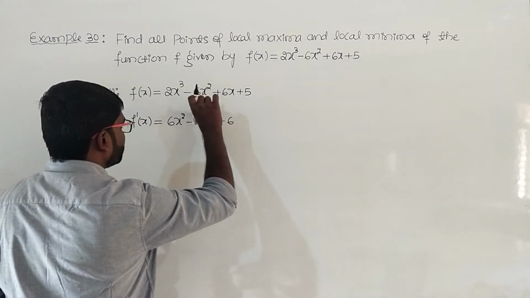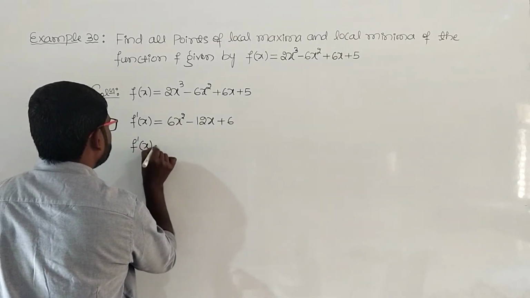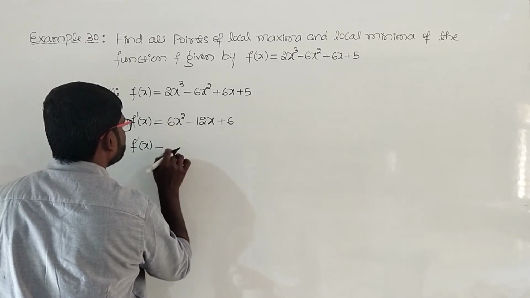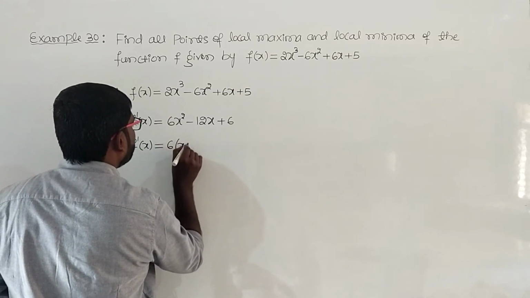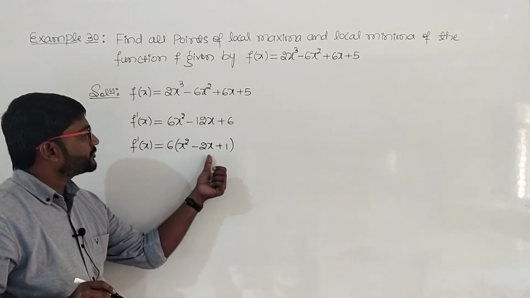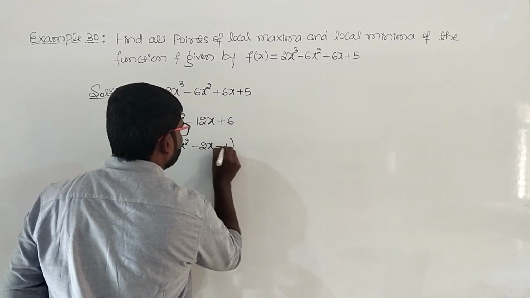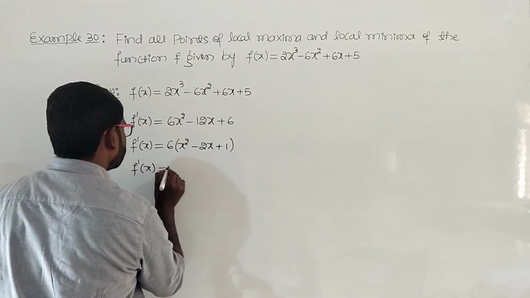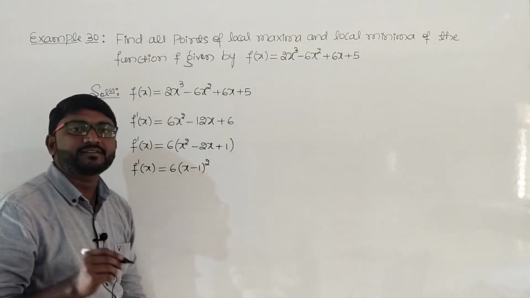So now I'll take 6 common here. f dash of x equals 6 common, and then we have x square minus 2x plus 1. Now x square minus 2x plus 1 can be written as x minus 1 the whole square. So f dash of x is 6 into x minus 1 the whole square.